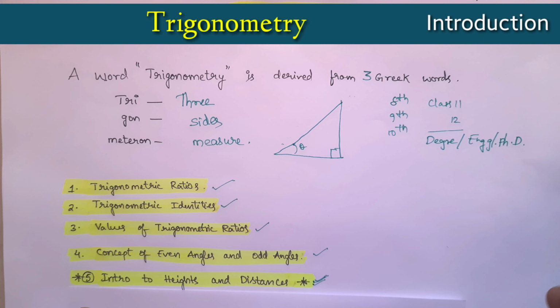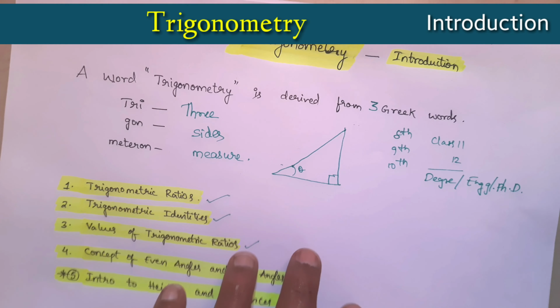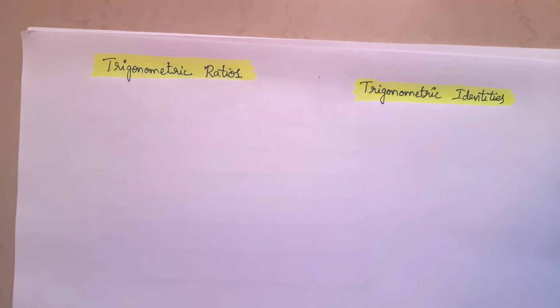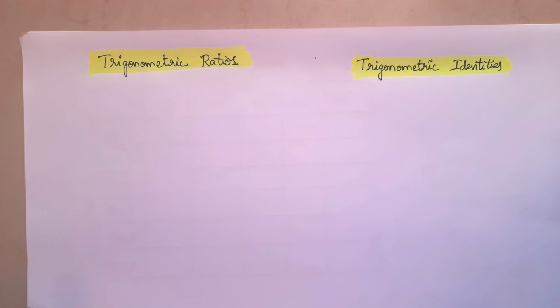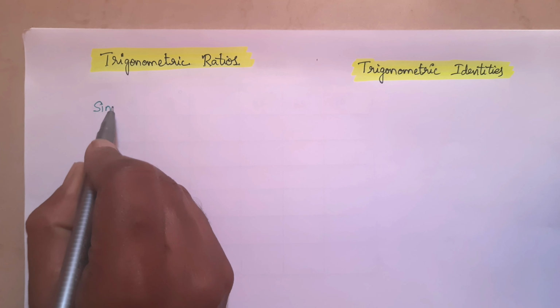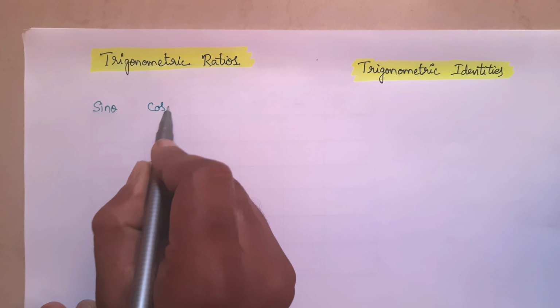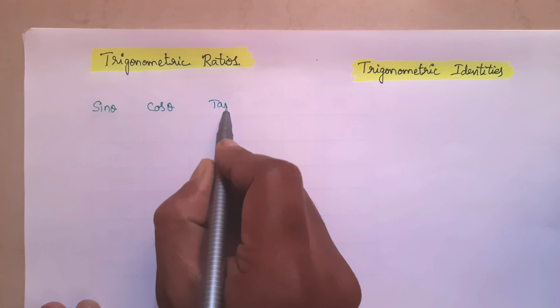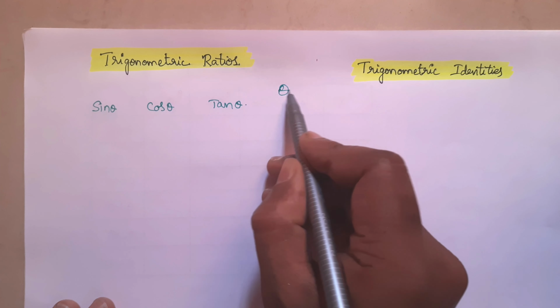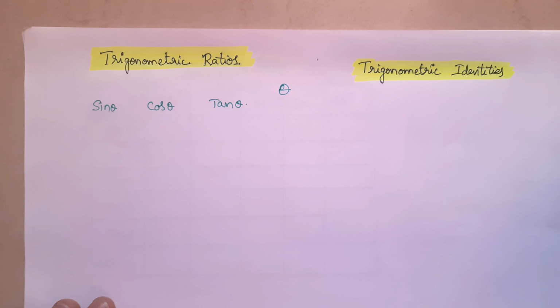So let us start with trigonometric ratios. First of all, what do you mean by trigonometric ratios? How many are there? We will call the trigonometric ratios sine theta, cos theta, and tan theta. Here, what do you mean by theta? Theta is nothing but an angle.